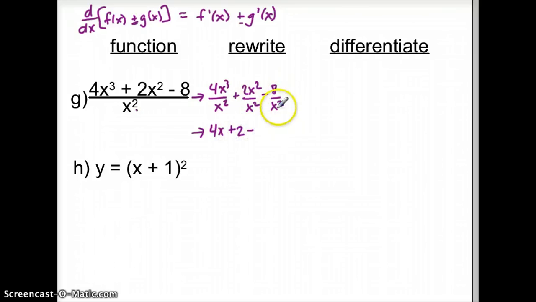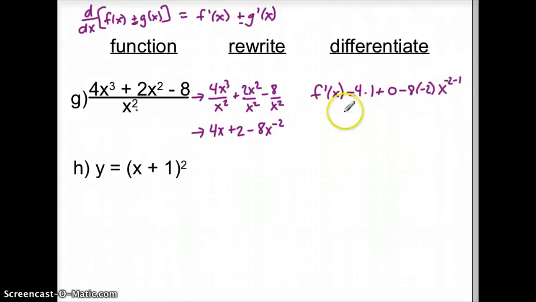And here we still don't have a quotient rule, so what did we do when we wanted the derivative of something over x squared? We brought the x squared up to the top and made it x to the negative 2. Now we're ready to take the derivative. So the derivative of 4x is 4 times the derivative of x, which is just 1. The derivative of every constant is 0. And then for this we want to multiply 8 times, multiply that negative 2 out in front, and then subtract 1 from the exponent. So negative 2 minus 1 is going to be negative 3. So simplifying this, we've got 4 plus 16 x to the negative 3.